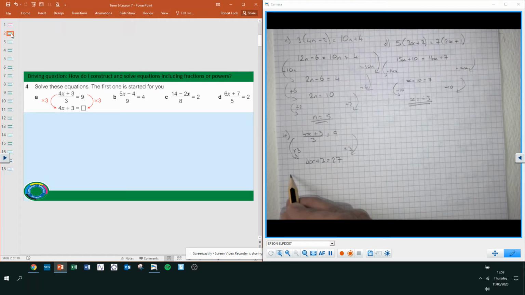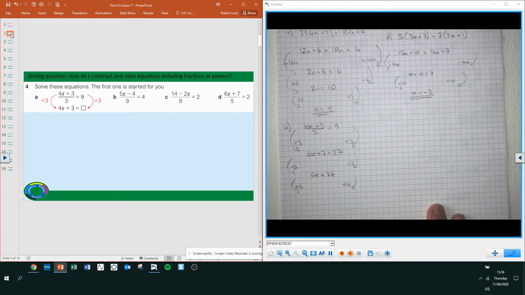Add 3 this side, be minus 3 both sides. End up at 4x equals 24. We divide by 4 both sides. How many 4s in 24? 6. X equals 6.